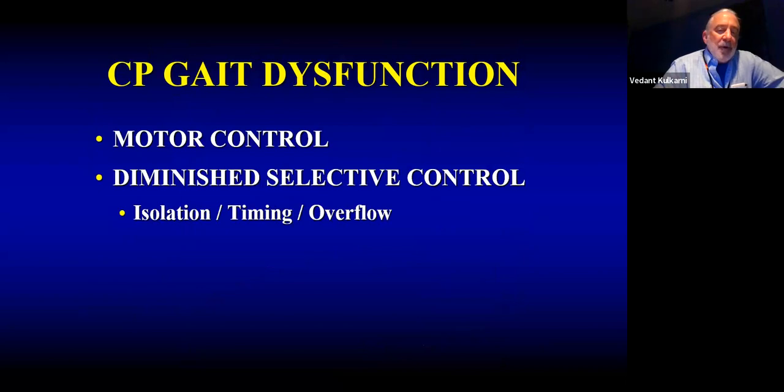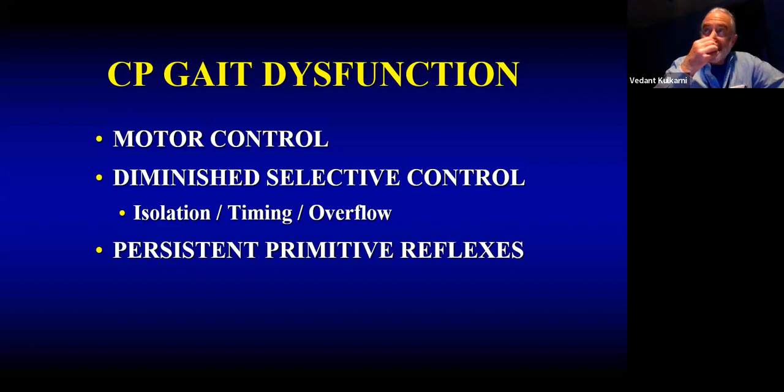So let's consider how motor control is impacted in kids with CP. Children with CP have diminished selective motor control. This refers to the ability to isolate the activation of a particular muscle group, to control the timing of that activation, and to prevent overflow activation of other muscle groups that are close by anatomically and neurologically.